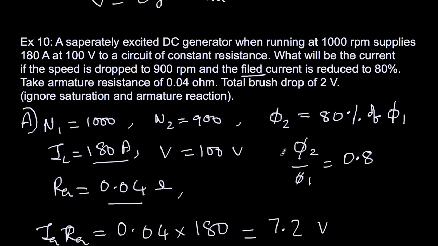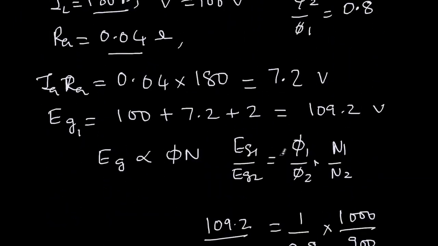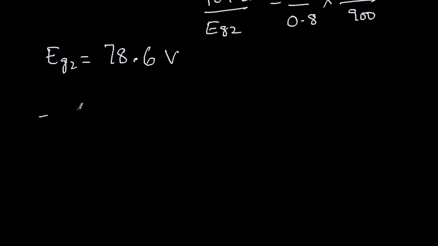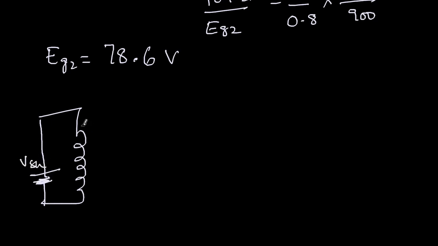So now, what is the load resistance I should know to calculate the current? I think it helps if I draw this circuit. This is a separately excited generator. This is VSH and this is ISH and this is the field resistance. Anyway, since this is constant, we don't have to worry about that now. So I have something like this now.